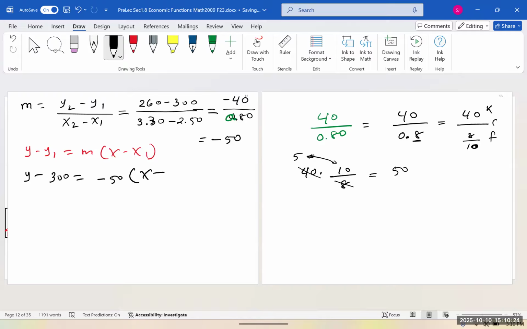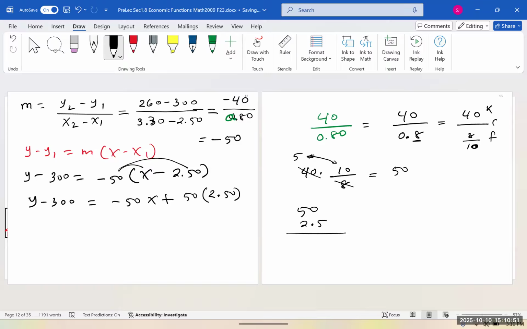For 300 balls, how much is the price? $2.50. And do the same thing. Y minus 300 is negative 50x. Negative and negative, positive. 50 times 250. You don't have to do 250, you can do 2.5 times 50. So 50 times 5 is 250.